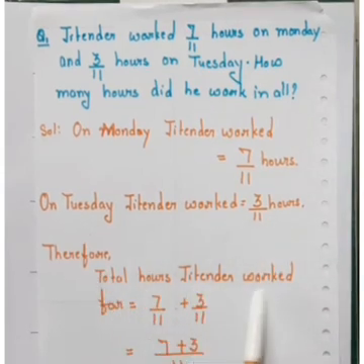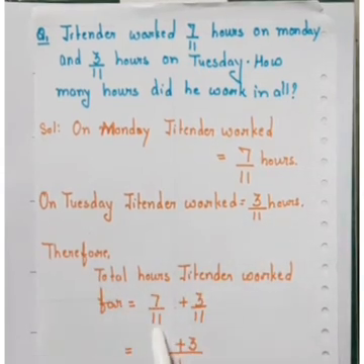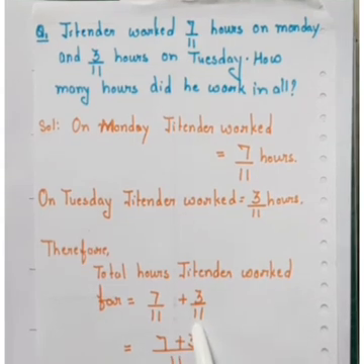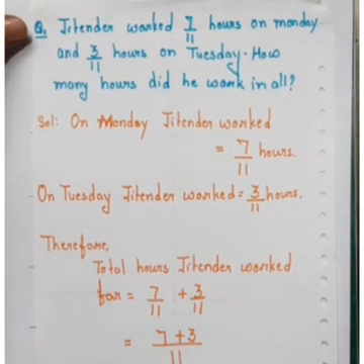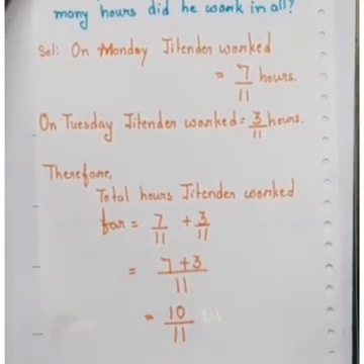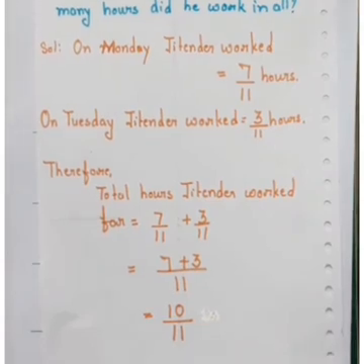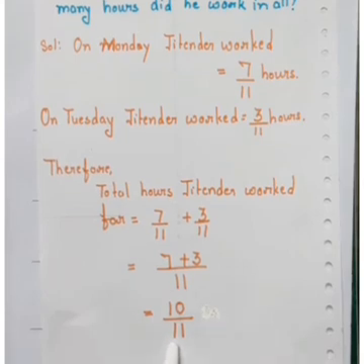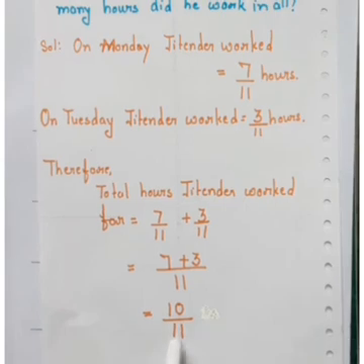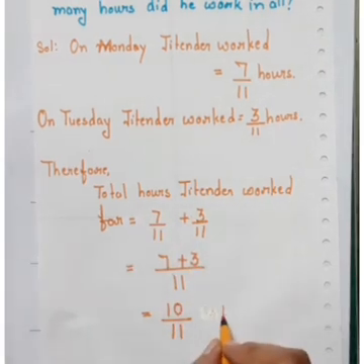Therefore, total hours Jitendra worked for is equal to 7 by 11 plus 3 by 11. Now you have to add these like fractions, and you have to do the addition as we have done before. So you will copy the denominator as it is, and you will add 7 plus 3. Okay. Now 7 plus 3 will be your 10. Upon your denominator 11 as it is. So your answer is coming 10 by 11. Therefore, total hours Jitendra worked for is 10 by 11 hours.